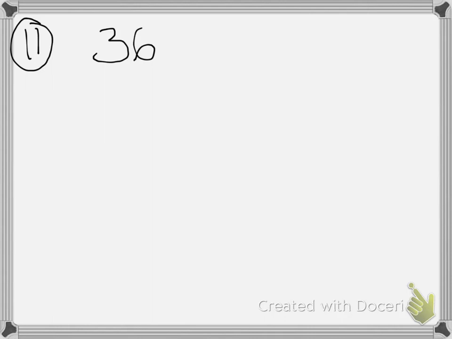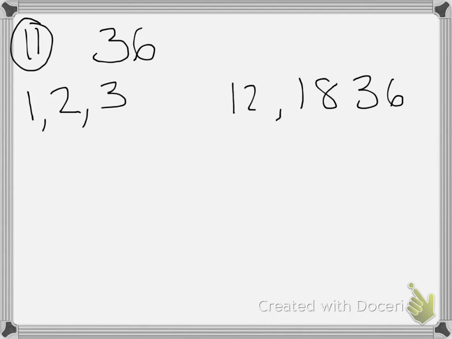So first, let's list my factors of 36. So I have 1 and 36, 2 and 18, 3 and 12, 4 and 9. So I'm going to pick a factor pair, and I'm going to go with 4 and 9.